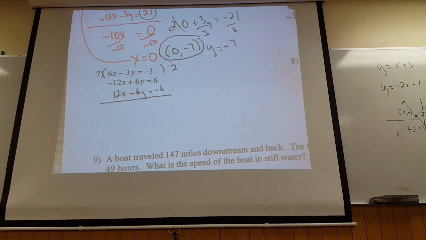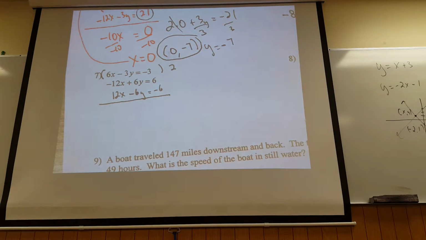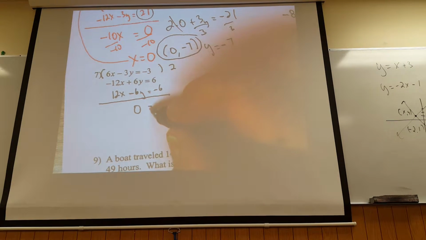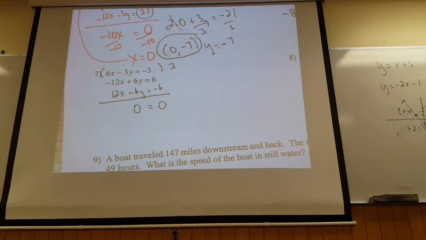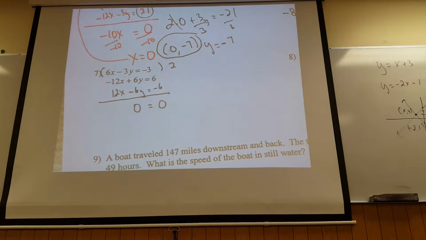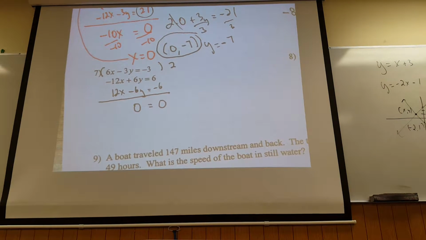What happens when you add those together? Both y's and x's cancel out. And 0 equals 0. Okay, now, that is true, isn't it? 0 does equal 0. So that is a true statement.